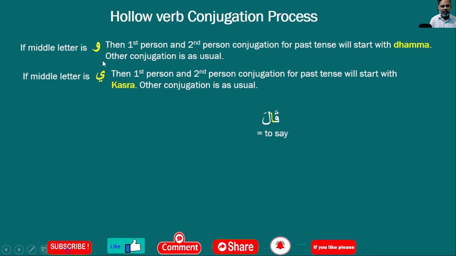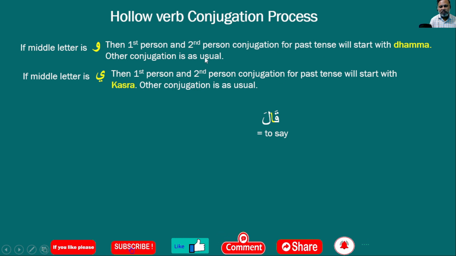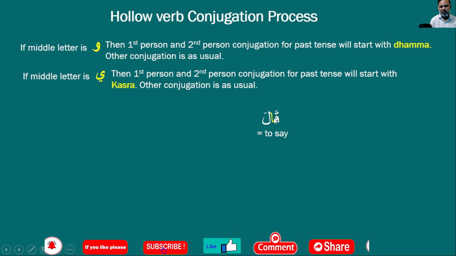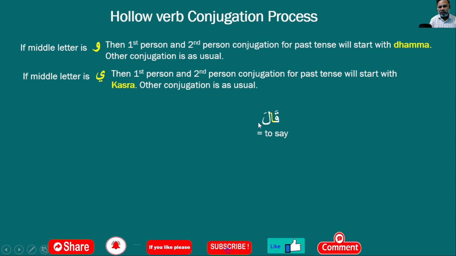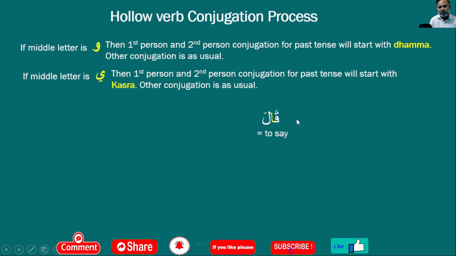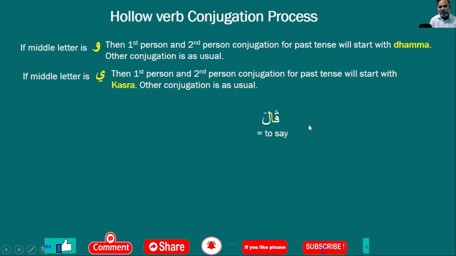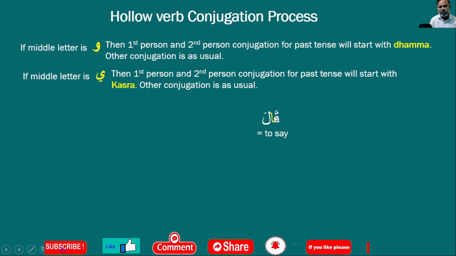but the formula says that if the middle letter is wa or ya, then this formula is applicable. But here the middle letter is alif. Then how can we conjugate this with this formula? But actually the middle letter is not alif. Then what is the middle letter? The middle letter is either wa or ya. How do we understand whether it is ya or wa?